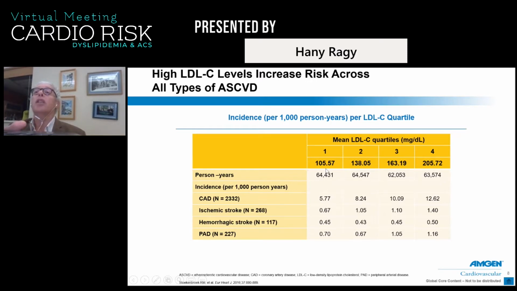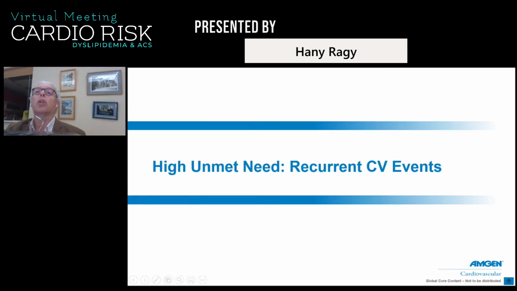Coronary artery disease increases dramatically if you increase the LDL. Ischemic stroke increases dramatically, so does peripheral arterial disease. The higher the LDL, the worse any type of atherosclerotic cardiovascular disease is. So we basically have a very high unmet need, which is recurrent cardiovascular events.